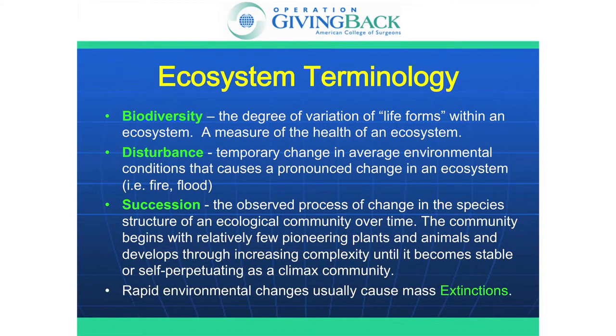So a couple of key concepts within talking about ecosystems. Biodiversity is the degree of variation of life forms within an ecosystem. And this is importantly the measure of health of an ecosystem. So the more species there are, the healthier the ecosystem. A disturbance is a temporary change in the environment that causes a pronounced change in the ecosystem. And those can be, again, a wide variety of things, whether it's a natural disaster or a political coup. Succession is a process of evolution within that ecosystem and is usually propagated by one of these disturbances. But a rapid disturbance, a profound disturbance with a rapid change, usually results in at least some degree of extinction.